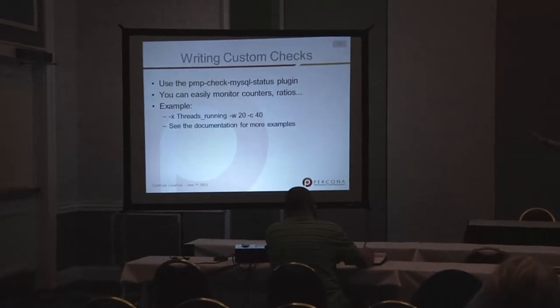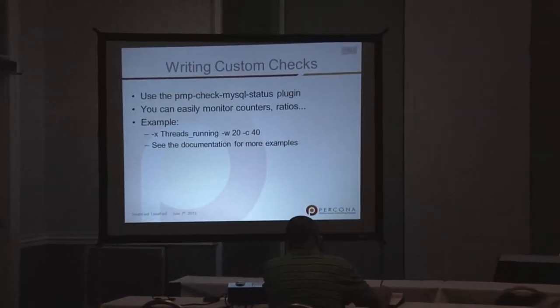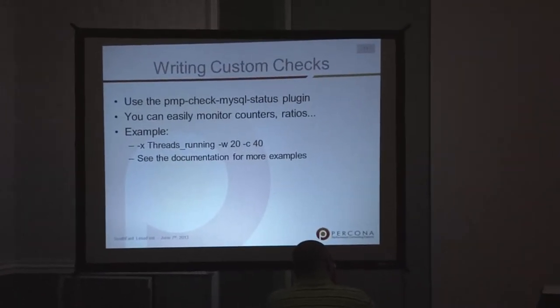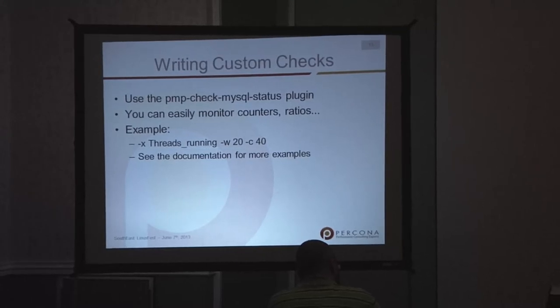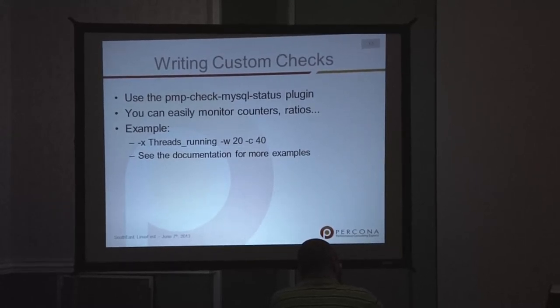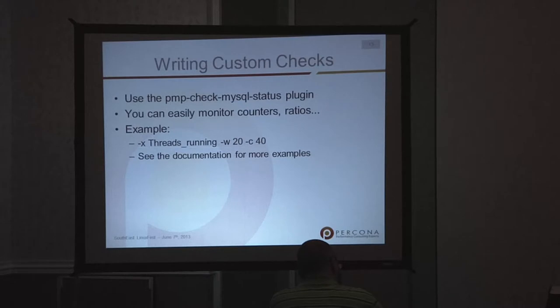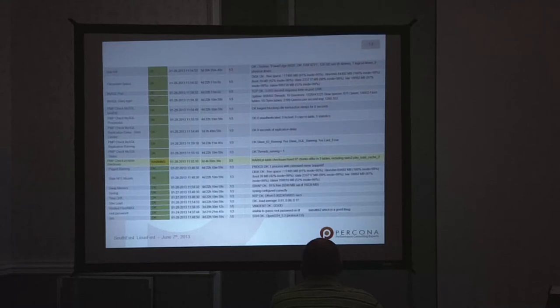This is the kind of tool that we'd use, pmp-check-mysql-status, that lets you formulate a specific query that you can run in the database and then return your exit code as appropriate to generate an action in Nagios. So that's the tool. If you have specific things for your app in the database you want to query, that's the tool to use. Okay, and this is what it looks like.